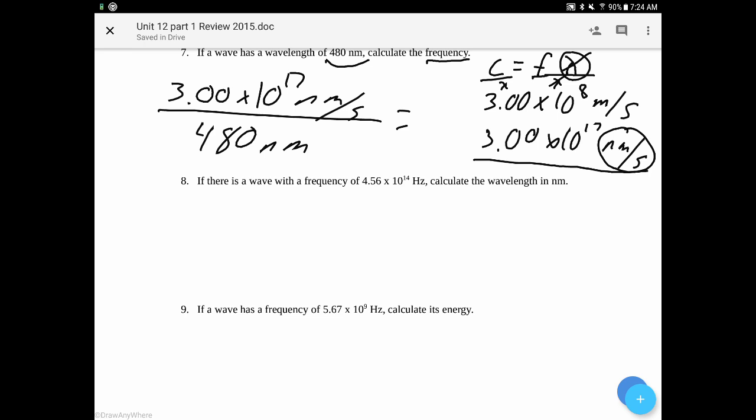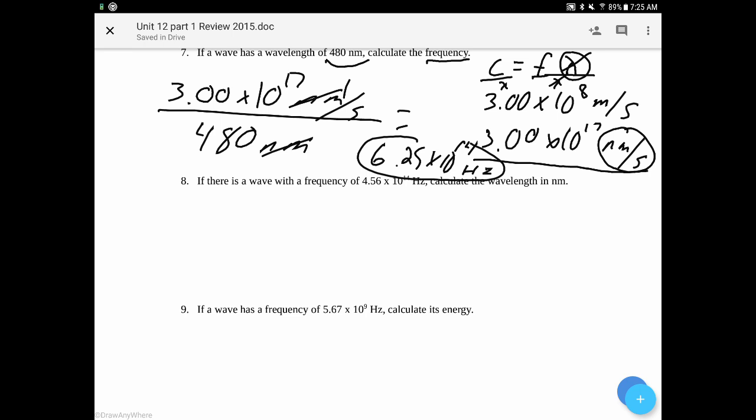We get 3.00 times 10 to the 17th divided by 480, which gives us 6.25 times 10 to the 14th. Nanometers cancels out, and we're left with 1 over seconds, which is the same as hertz. So that is our answer for that.